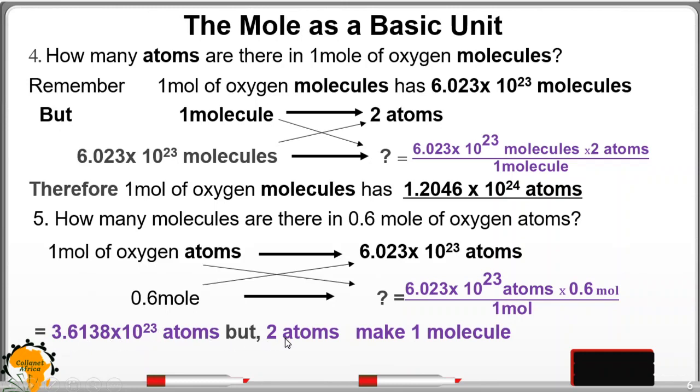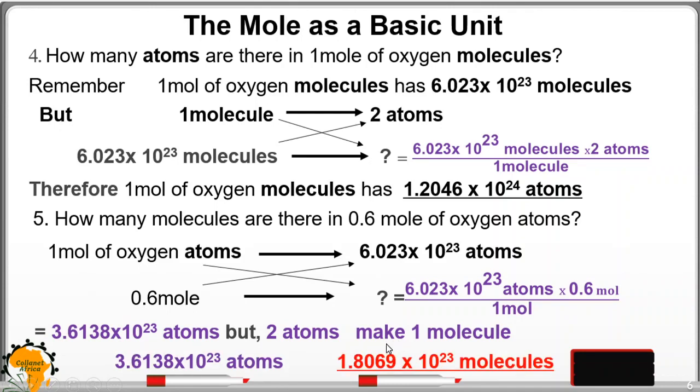But we know 2 atoms make 1 molecule, so we put the atoms on this side, the value that we got here, then we do a cross multiplication. After doing cross multiplication, you're going to get the value of molecules to be 1.8069 times 10 to the power 23.